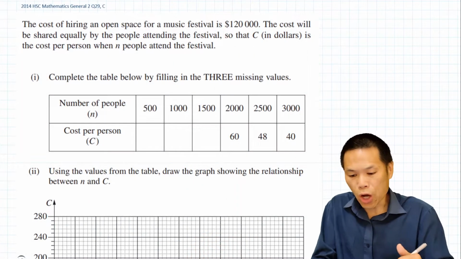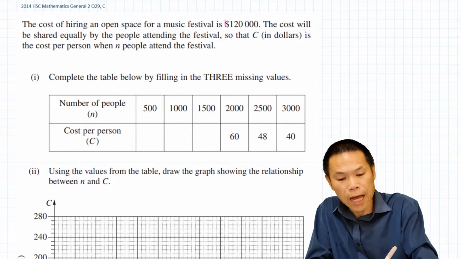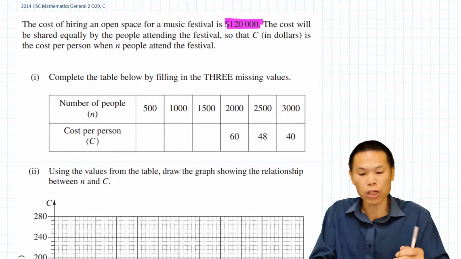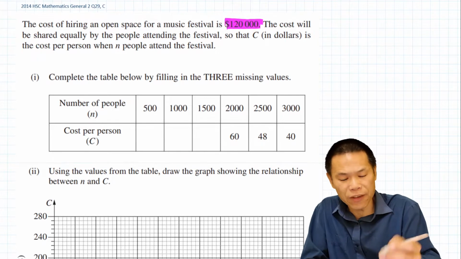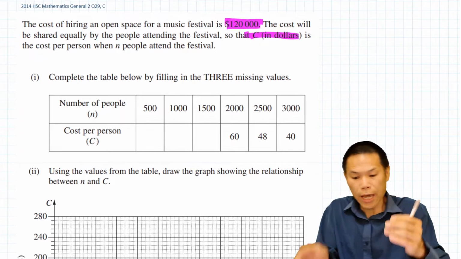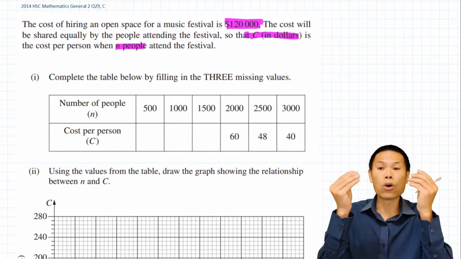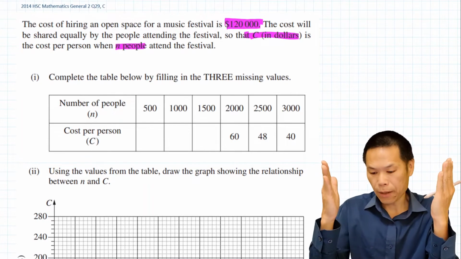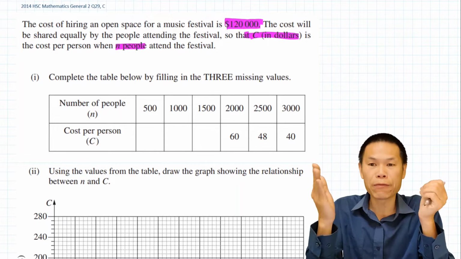First one: the cost of hiring an open space for a musical festival is $120,000, and the cost will be shared equally by the people attending the festival. C is in dollars and N is the number of people. That's very important, so that's all we need to know. Part 1: we need to complete the table by filling in the three missing values.